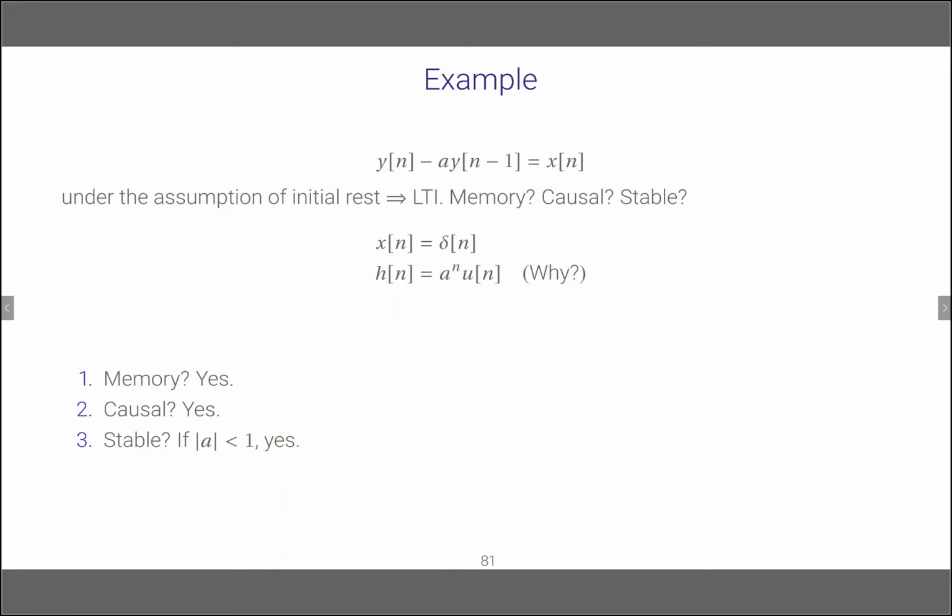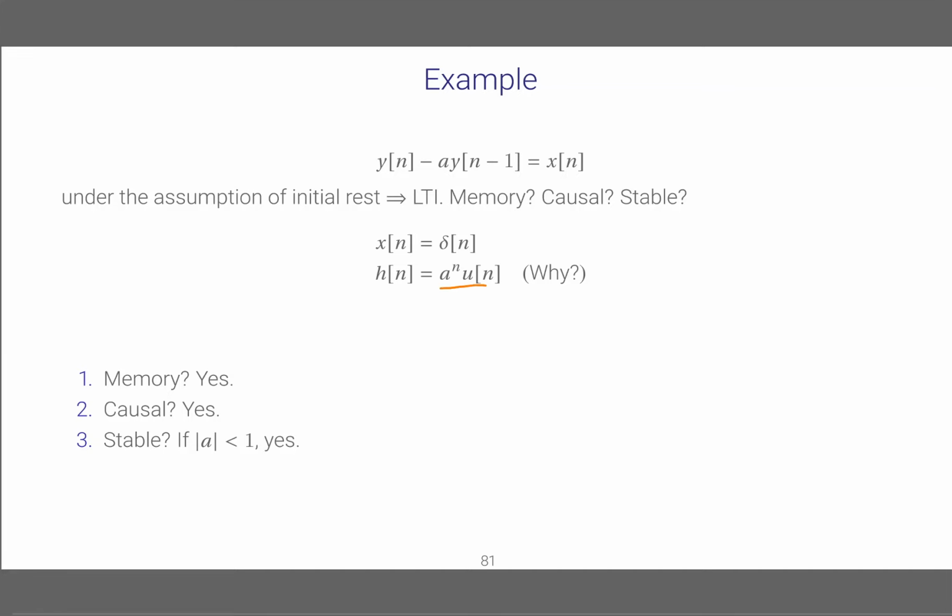Now does it have memory? Yes, because this is not a scaled version of delta[n], it's not k delta[n], so therefore it has memory. Is it causal? Yes, it is causal because h[n] is 0 for n less than 0. And is it stable? Yes, if the magnitude of a is less than 1. If the magnitude of a is greater than 1, then it is not stable.